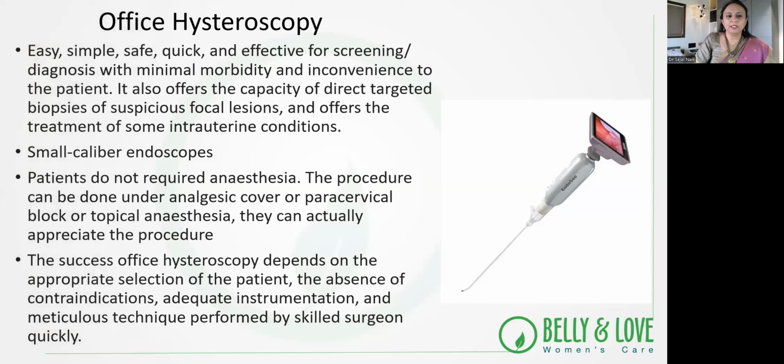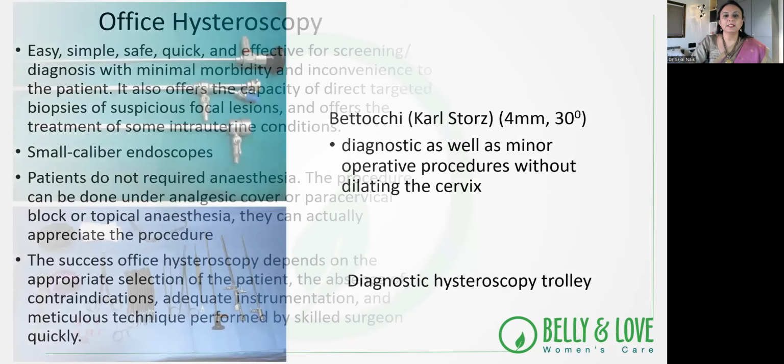Office hysteroscopy is also another set of instruments with a very thin telescope. It is a very easy, simple, safe, quick, and effective way of screening and diagnosis with minimum morbidity and inconvenience. It is done without anesthesia. It has a very small caliber endoscope. Patients do not require anesthesia, and they can appreciate the findings of the hysteroscopy, and the procedure can be done under paracervical block or topical anesthesia. The success of office hysteroscopy depends upon proper patient selection and the absence of contraindications, adequate good instrumentation, and meticulous training of the skilled surgeon.